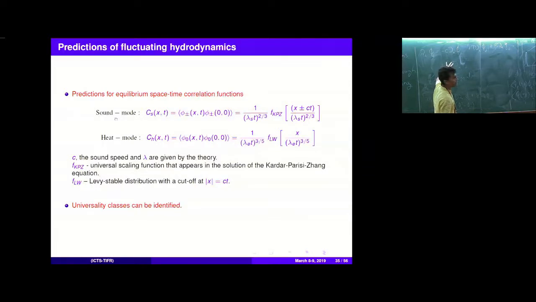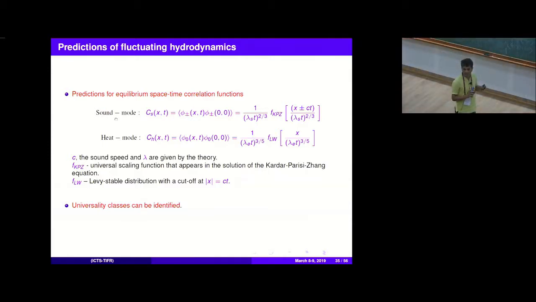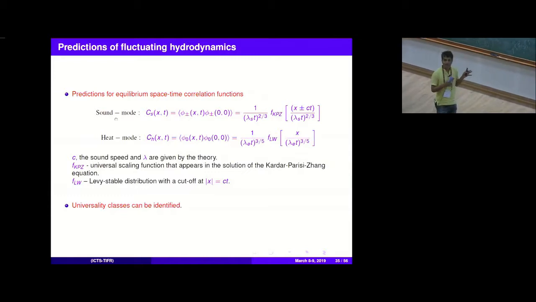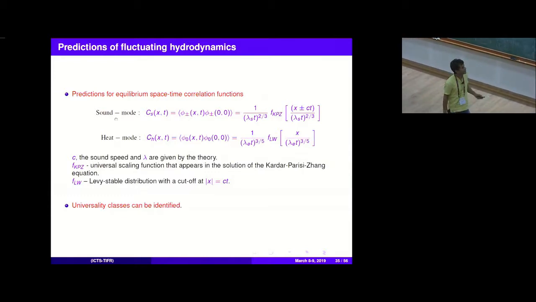In this case it vanishes, so the sound modes continue to be diffusive, but they still affect the heat mode. This is still non-zero, and you get a different Levy exponent. So there's a second universality class where the sound is diffusive and the heat mode has a different Levy distribution. These are the two universality classes that have been identified. Now I'll show you some numerical verification of these results.